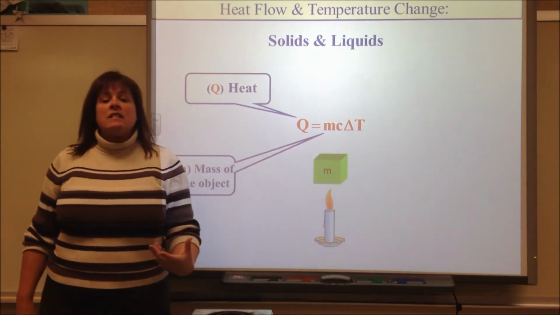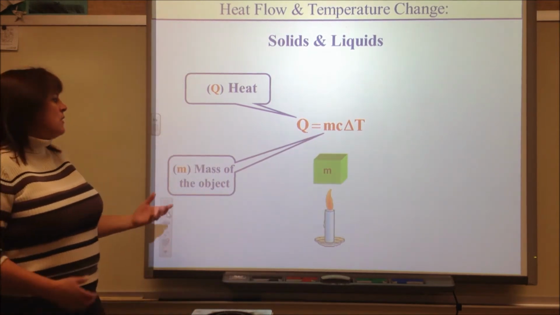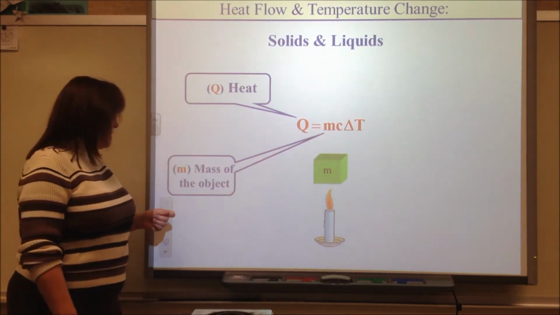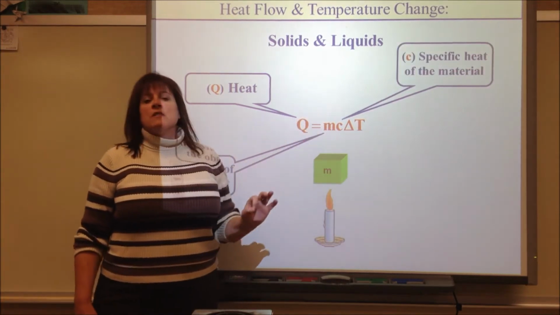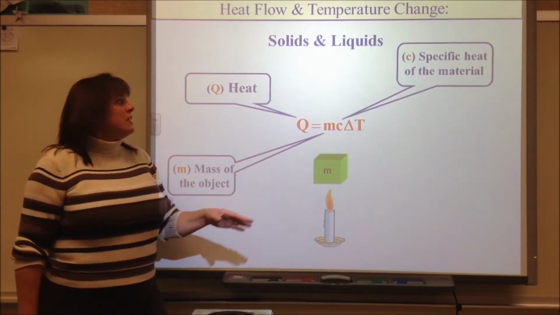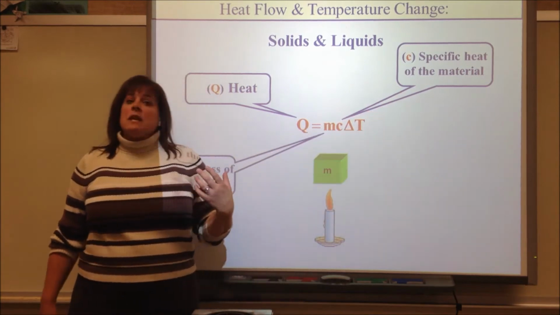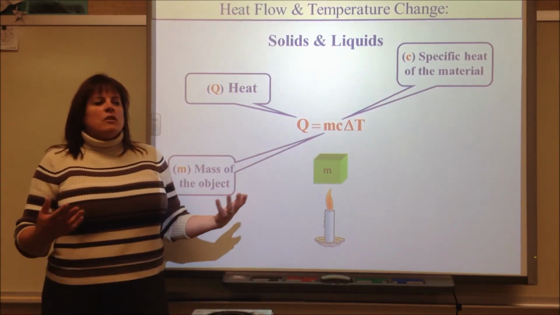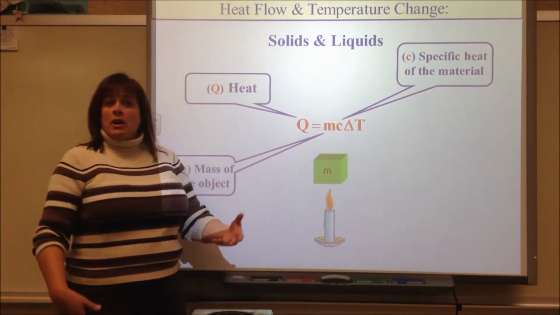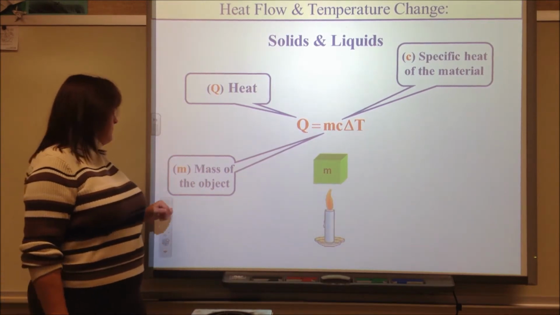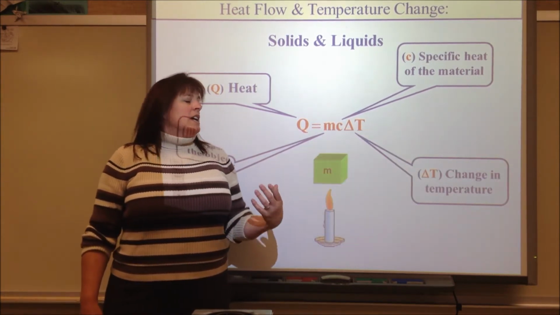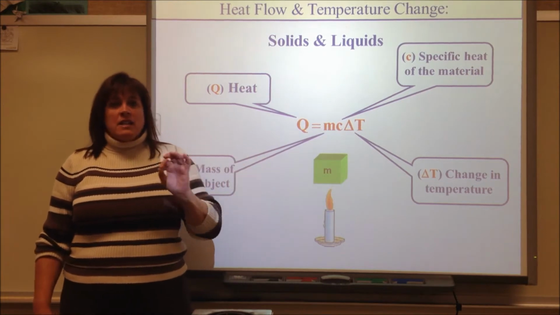M was the mass of the substance, so in his case the water. C is the specific heat of the material. Each material has a specific heat. It is a property of a substance. It's something you can look up in your physics book or in a book on constants, or you can Google specific heats. And of course, delta T is the change in temperature, final minus initial.